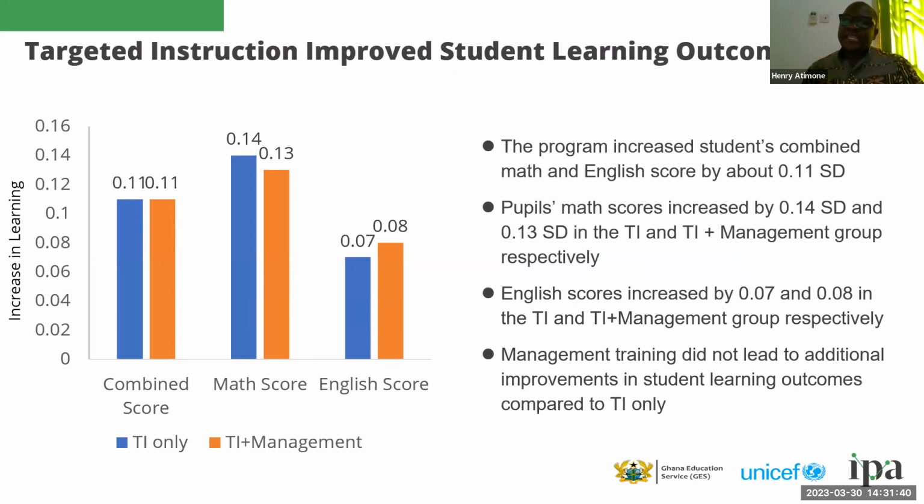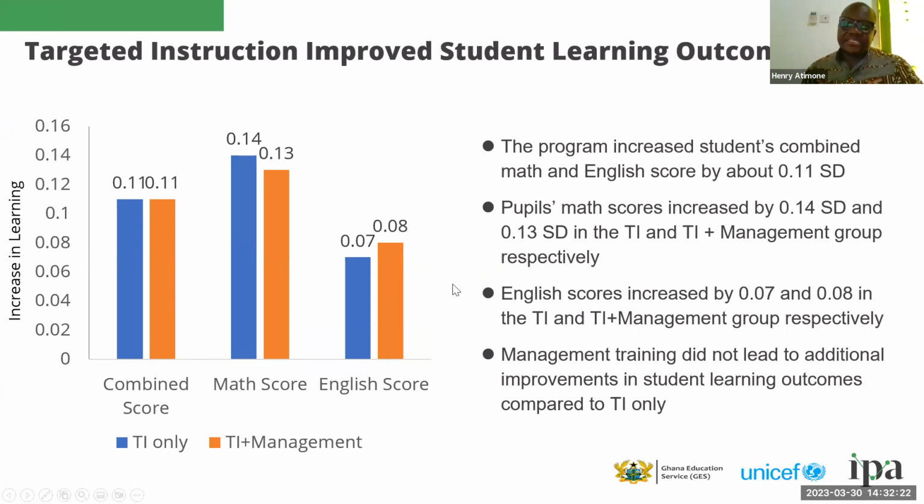So, again, there were four main research questions that we wanted to answer. The first, if you can remember, is: does targeted instruction improve students' test scores in upper primary grades? So, from the graph that you see, each intervention increased combined maths and English score by about 0.11 standard deviation. When considering math score alone, the estimated test score increase is about 0.13 standard deviation.